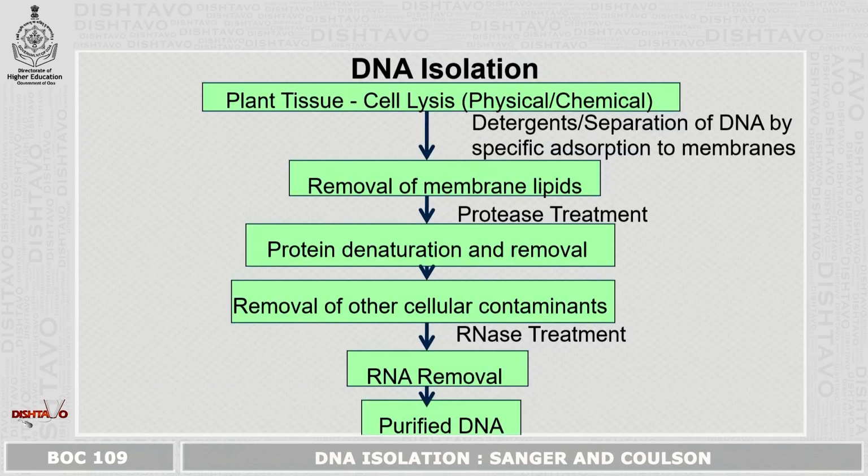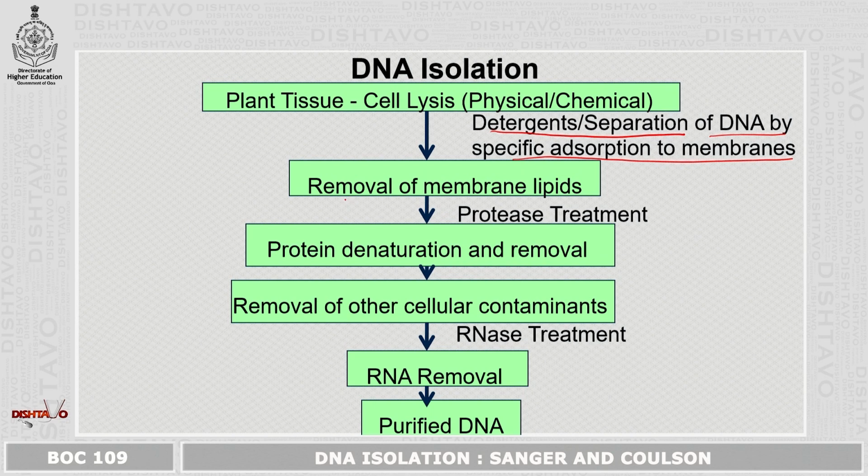Dear students, if one wants to do DNA sequencing, you need to isolate the DNA in the pure form. And this is the procedure which I will be showing you for DNA isolation in the form of a flowchart. The plant tissue, we do cell lysis for that by physical or chemical treatment, followed by treatment with detergent or separation of DNA by specific adsorption to membranes.